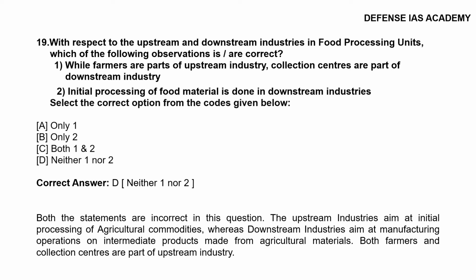Both the statements are incorrect since the upstream industries aim at initial processing of agricultural commodities, whereas downstream industries aim at manufacturing operations on intermediate products made from agricultural materials. Both farmers and collection centers are part of upstream industry.